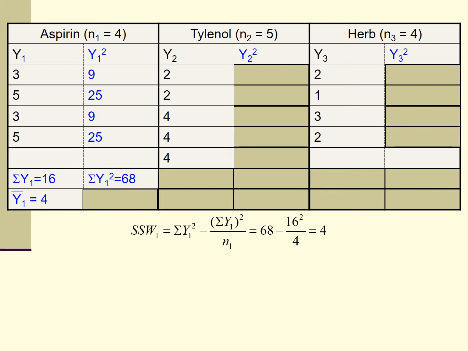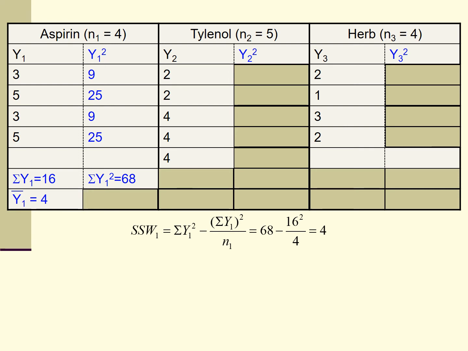So SS within for the aspirin group is this formula: sigma y1 square minus sigma y1 square divided by n1. So the first part, sigma y1 square is 68. That is, we square each individual score and add them up, which is 68. Then the second part of this equation, sigma y1, then square. So this is the sum of all the y's in the aspirin group, which is 16.